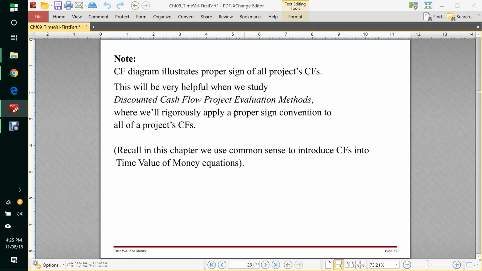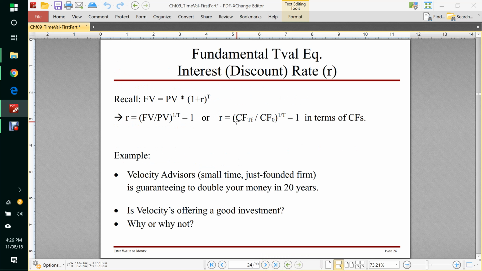All right, this is going to be very helpful when we do discounted cash flow project evaluation methods, which are coming up shortly. And now, with all that in our back pocket, let's go back to beating this formula to death here.